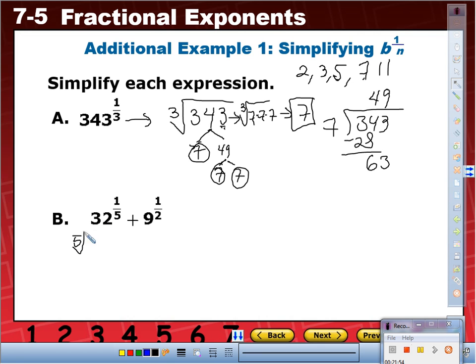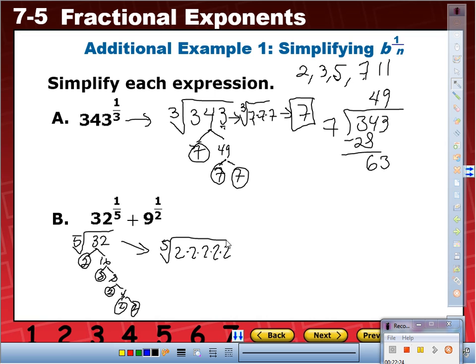5th root of 32. Okay, what does that mean? Then we need to find the prime factorization of this. Let's look at our first 5 primes. Which one of these divides in there? 2. So this is 2 times 16, 2 times 8, 2 times 4, 2 times 2. So I'm going to rewrite it over here because it doesn't fit right underneath. So this becomes 5th root of 2 times 2 times 2 times 2 times 2, which is 2.